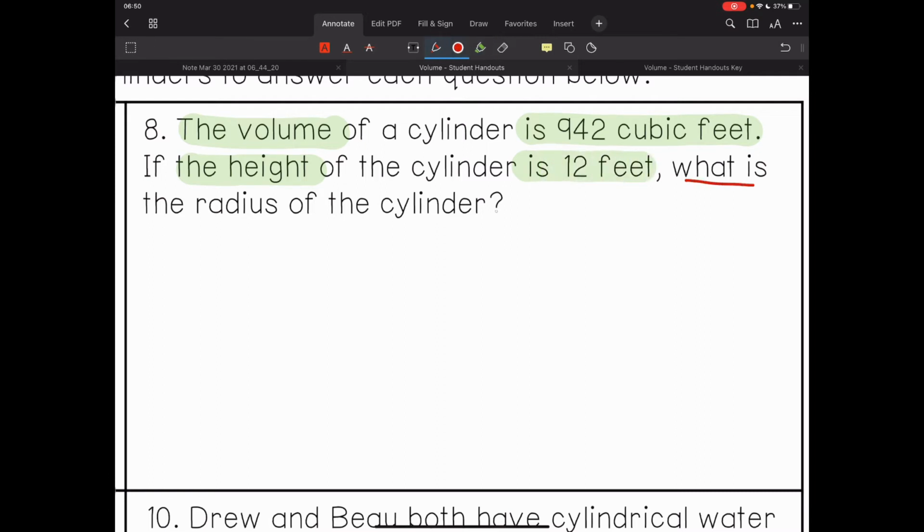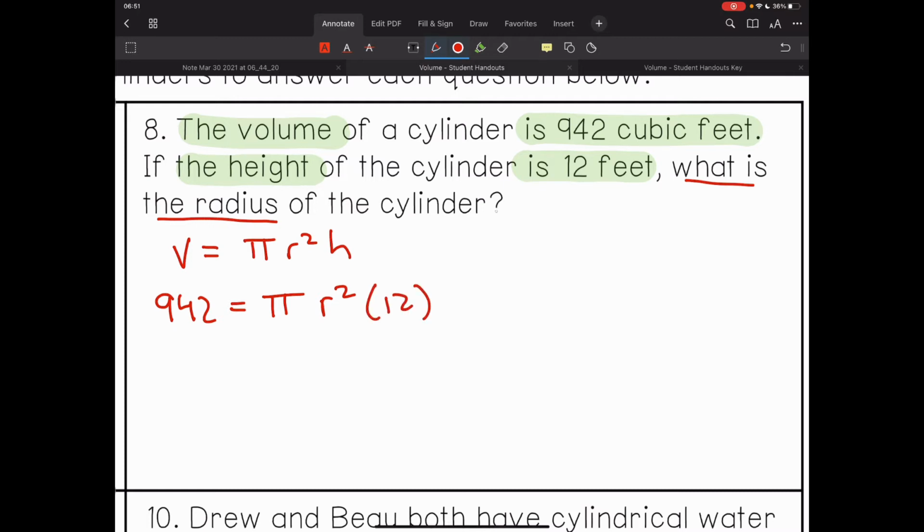What is the radius? So this problem is a little different because now we're being asked to find the radius. We can still use the volume formula. So V equals pi r squared h, but we're going to replace the values with what we know, which is normal. We do that anyway. So that's 942. That's our volume. We're not told to use 3.14, so we're going to keep the pi symbol. We don't know what the radius is, but we do know what the height is. It's 12.